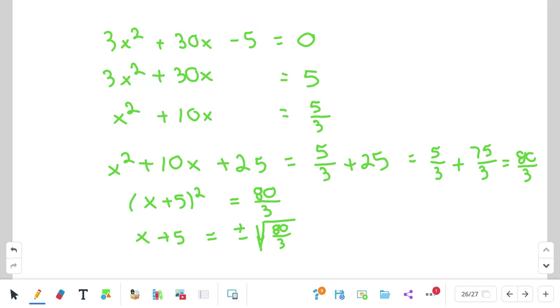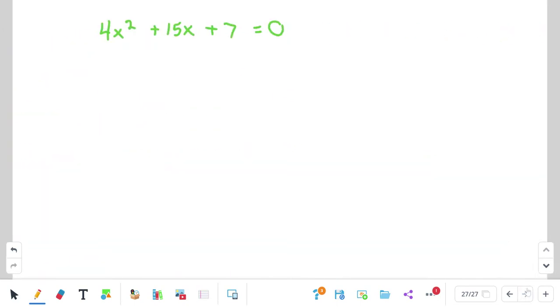And then I'll subtract 5 from both sides. And I'm almost out of room, so I'm just going to subtract 5 from here and put minus 5 right there. And there's my answer. Okay? So if there's a number out in front, it gets uglier. Okay? So I want to show you that here.